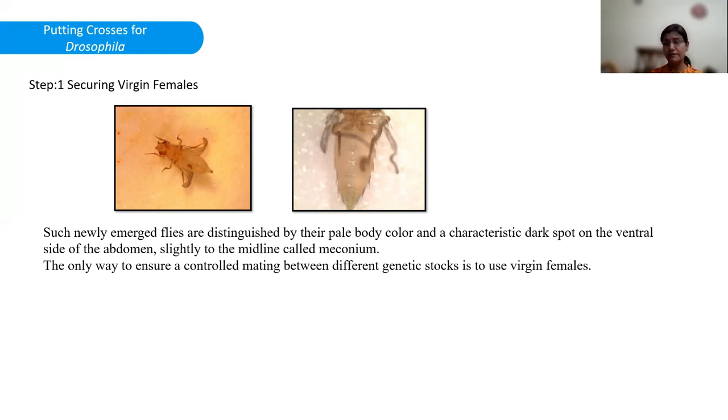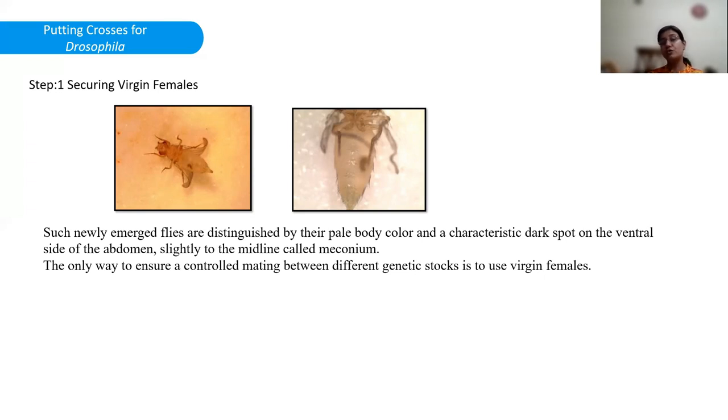We can secure virgin flies by methods like selecting adult flies that would be virgin. We already know that after eclosion, the female flies specifically remain virgin for at least about 8 hours. So within that time span, if we are able to segregate the males and the females, we can. That window is very important.